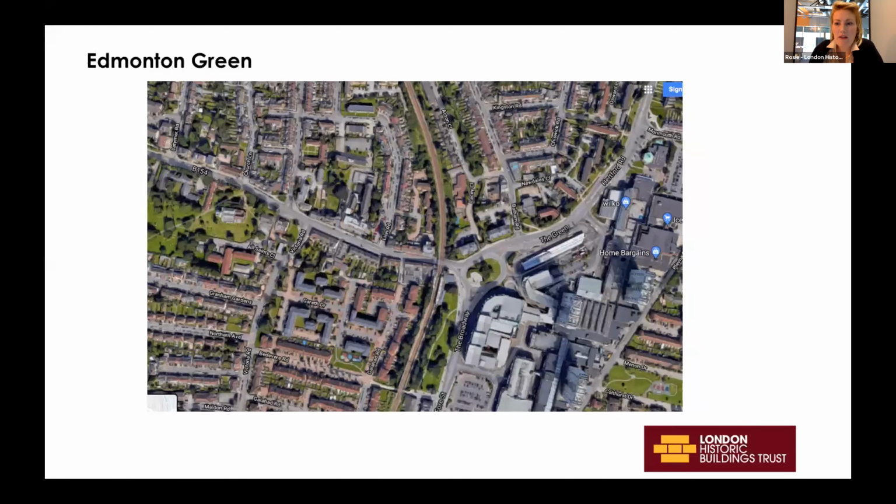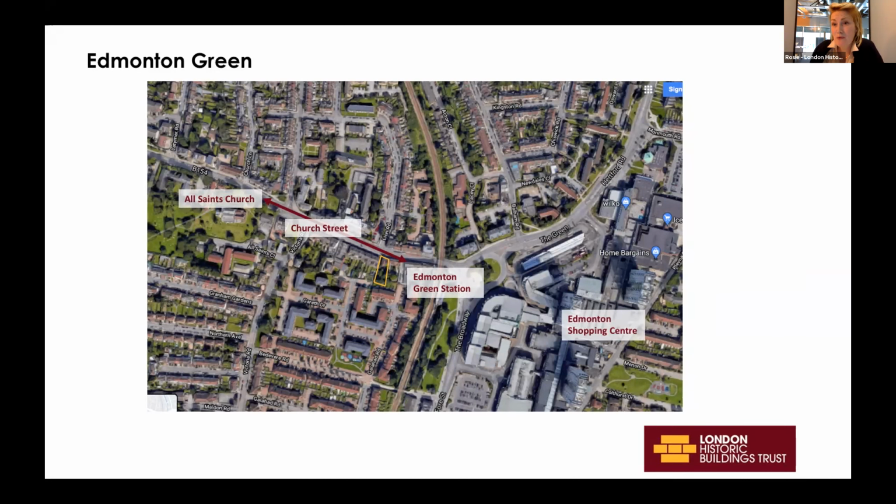And to zoom in a little bit further into Edmonton Green itself, right here in the middle of the map is Edmonton Green Station. This is the main transport hub for the area. Over on the left-hand side, you've got All Saints Church, which is a lovely medieval church on the Heritage at Risk Register. And over on the right-hand side, you have Edmonton Green Shopping Centre, which is a major redevelopment of Edmonton in the 1970s. Along here, you have Church Street, and on Church Street is our little site here. This is our charity school.